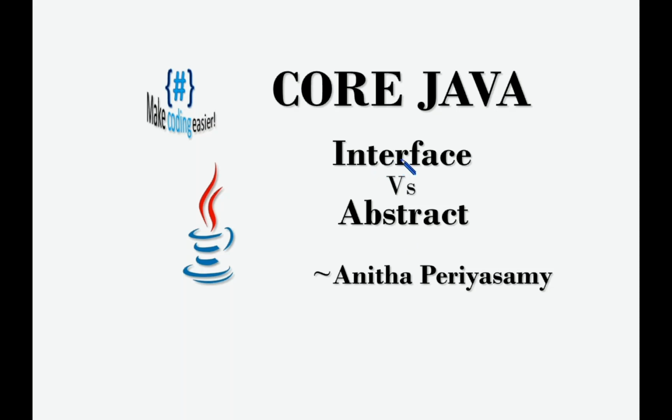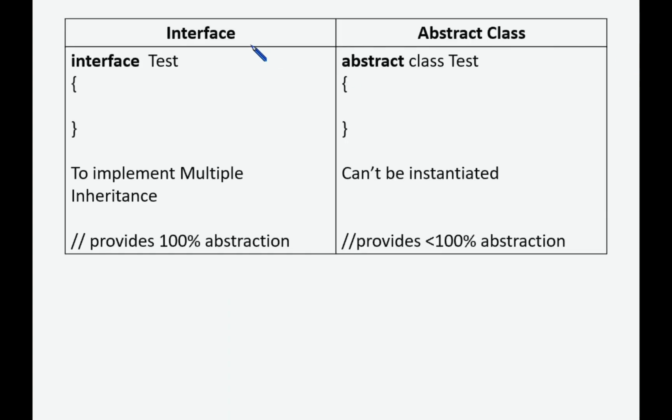Today we are going to see the differences between interface and abstract class. What is an interface in Java? An interface is similar to a class, but it contains only the declarations of variables and methods. How to define an interface? The keyword interface followed by the interface name. Here the interface name is any valid user defined name, then a list of braces. To implement multiple inheritance in Java, we go for interfaces.